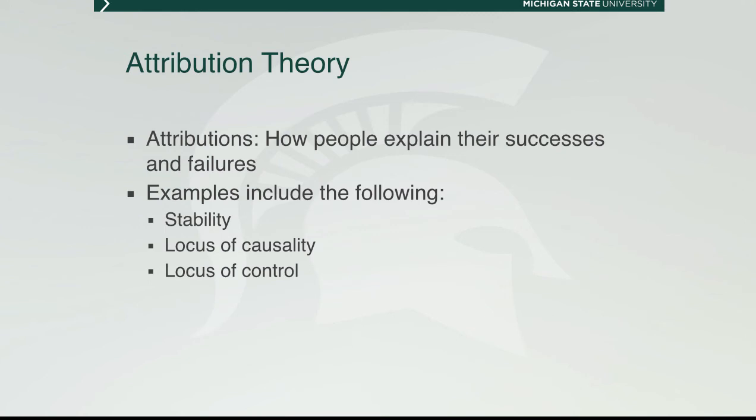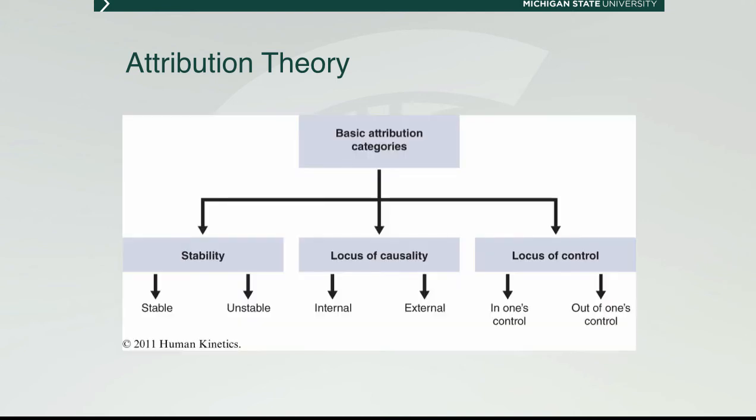The next one is attribution theory. Think of it this way: what do you attribute your successes and your failures to? A lot of people get stuck on the success part, but failures are probably a bit more prominent in sport. The way I want you to think about this is these three elements of stability, causality, and control. So let's look at this diagram. We have basic attribution theory again. Just think about what you're attributing your performance to.